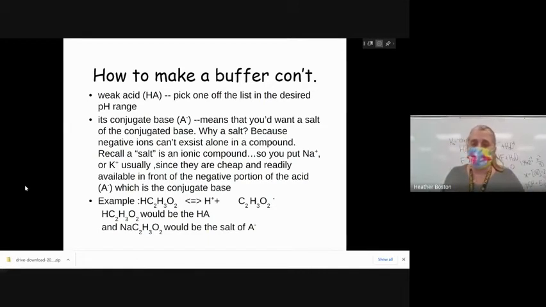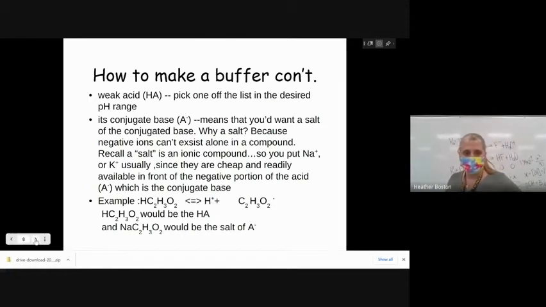Then its conjugate base, which would be A minus. Remember, a weak acid is HA, and its conjugate base is A minus. And we would have to go to the shelf and pull a salt of that conjugate base, because negative ions cannot exist alone in a compound. So we need an ionic compound with a neutral spectator ion. Sodium or potassium are readily available, they're cheap, and they're quintessential spectator ions, so they don't take place in any of the reactions. Therefore, they don't mess things up.